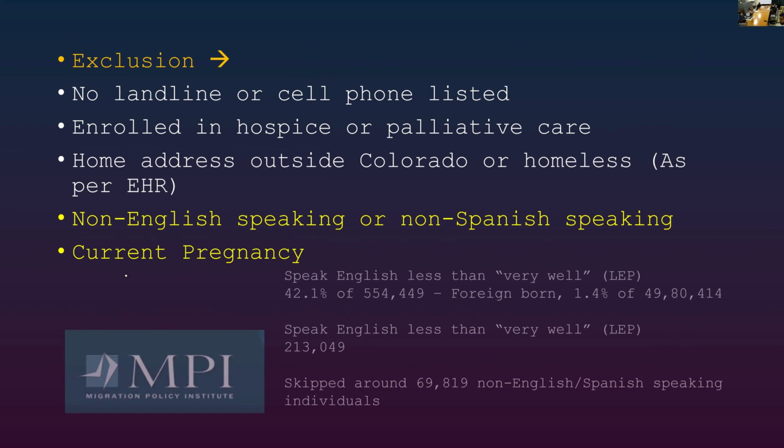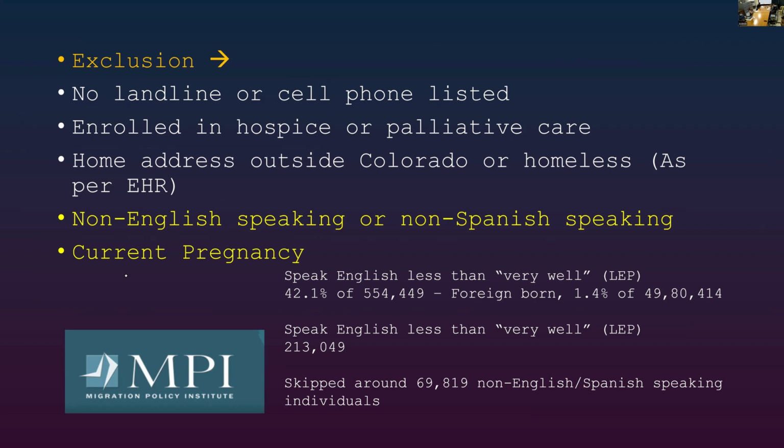And so I looked at this Migration Policy Institute. This showed that those who speak English less than very well, who may have difficulty with English, is close to 54,000. If you look at the whole thing and exclude those who have no English or Spanish, you skip around 69,000, which is a large amount. So if you were doing this in India, then probably you would have to include multiple languages as well.